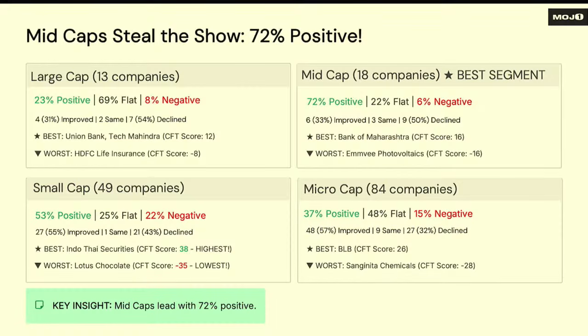If you look at mid-cap companies, 18 companies declared results, 72% were positive, 22% flat, and 6% negative. And if you look at small cap, the second best, 53% positive, 25% flat, and 22% negative. And good performance by even micro caps, 37% positive, 45% flat, and 15% negative.